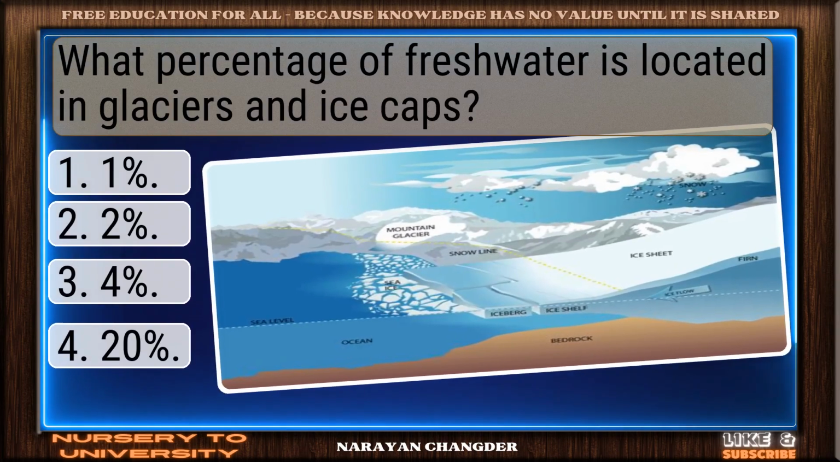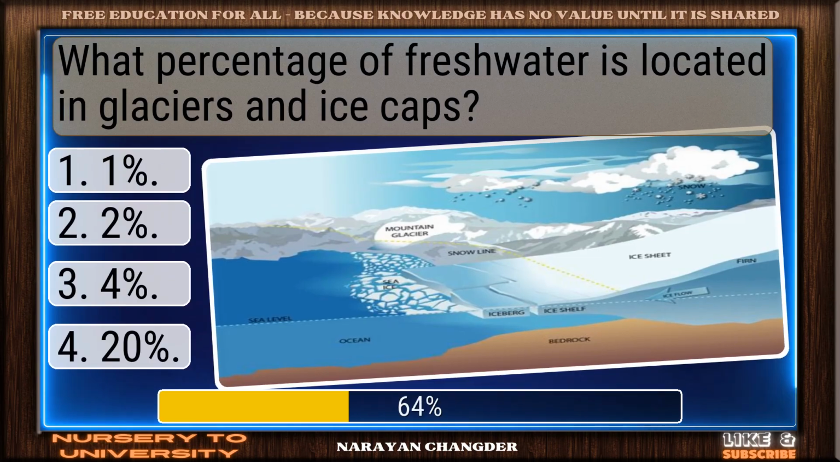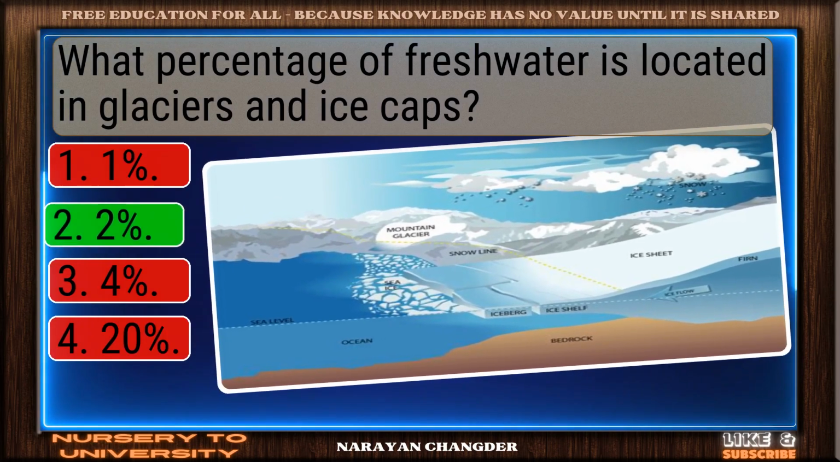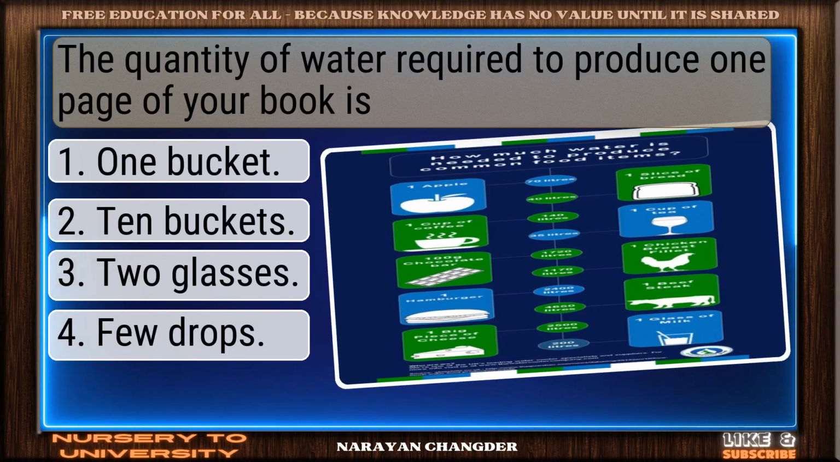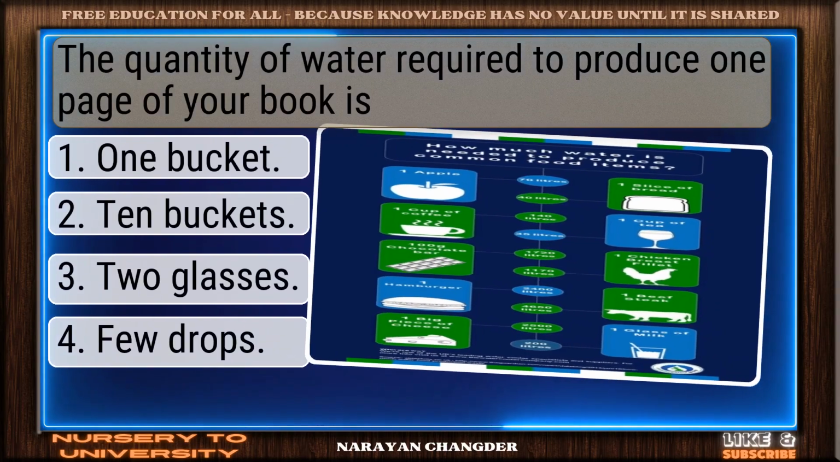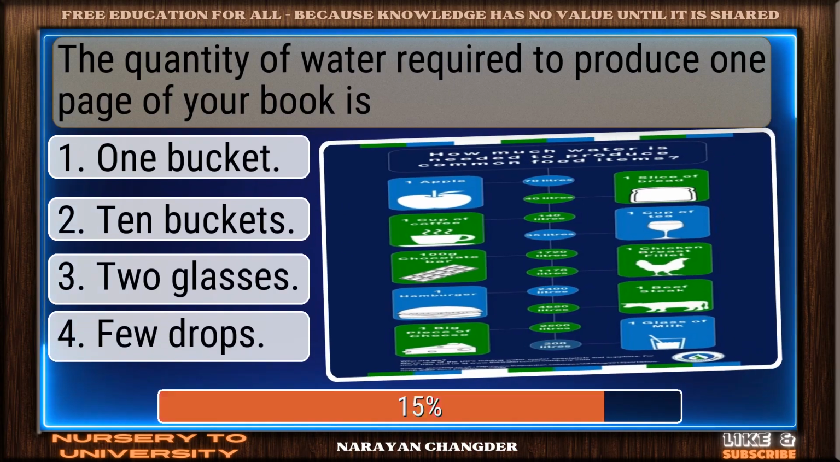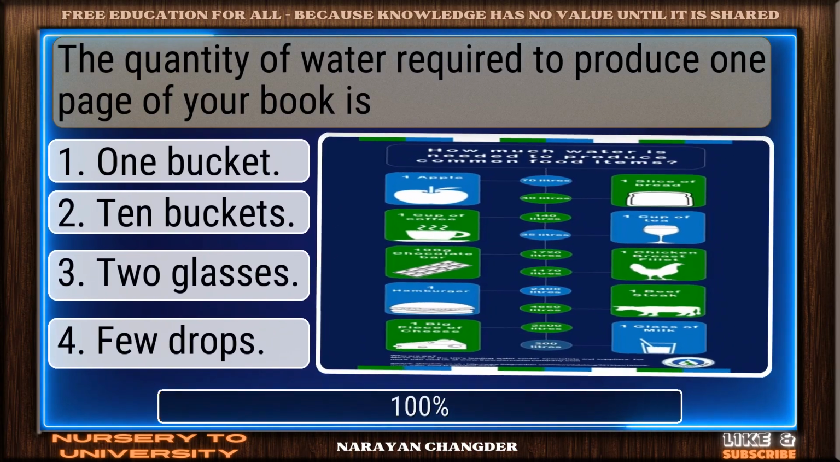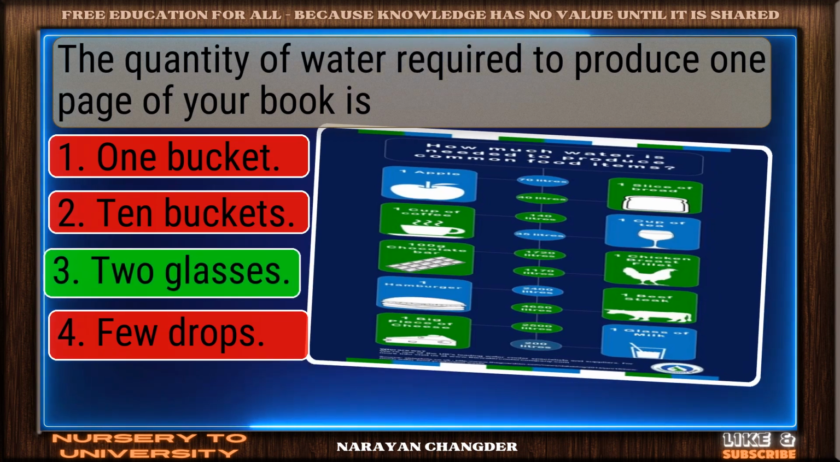What percentage of fresh water is located in glaciers and ice caps? Well picked. 2% is the correct answer. The quantity of water required to produce 1 page of your book is. Well reasoned. 2 glasses is the correct choice.